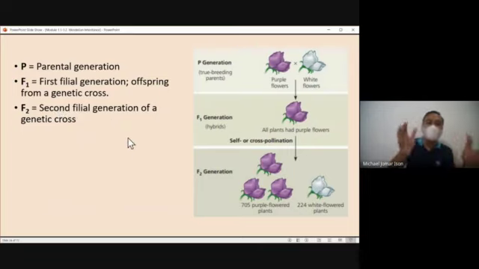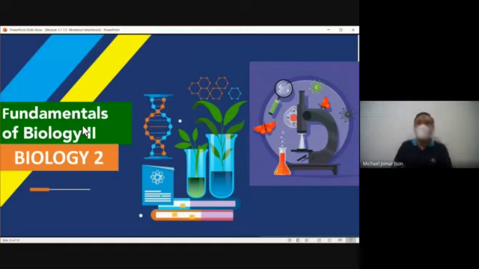This is very important for you to remember because a lot of the questions will pertain to this: the P generation, the F1 generation crossed with another F1 generation. What would be the ratios of the F2 generation? That is why you have to take note of all of this stuff. Okay, and this will be the end of the video for vocabularies. We will continue with Mendel's law in the next video.